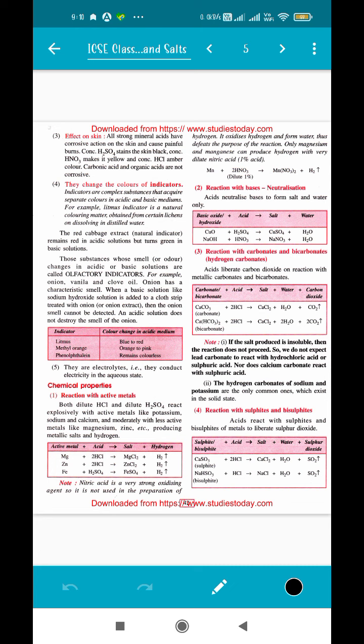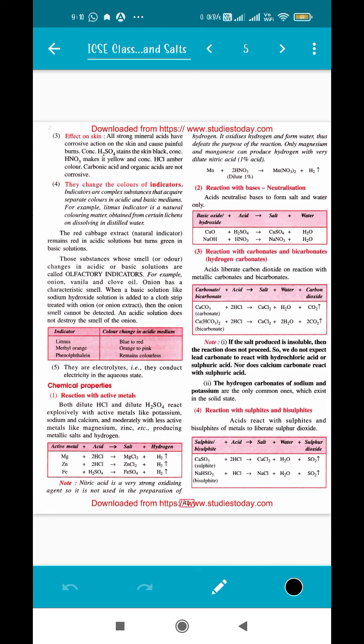Indicators are complex substances that acquire separate colors in acidic and basic mediums. For example, litmus indicator is a natural coloring material obtained from certain lichens on dissolving in distilled water. So they will change color whenever they are exposed to some acidic or some basic solution. So depending upon the color change, we can easily identify whether the solution is an acid or a base. So the litmus paper which we use extensively is actually obtained from lichens. I think you know lichen is a symbiotic association between a fungi and an algae. So lichens are producing this litmus paper by various processes.